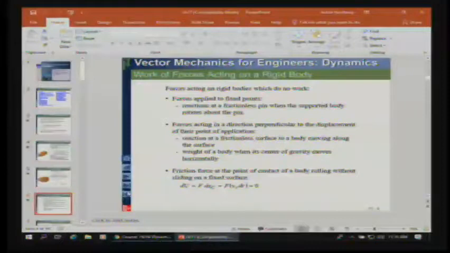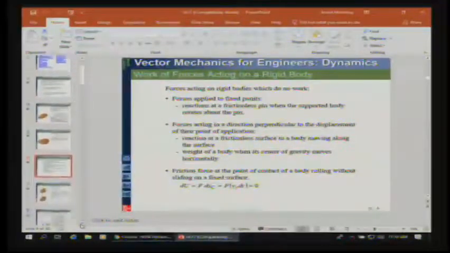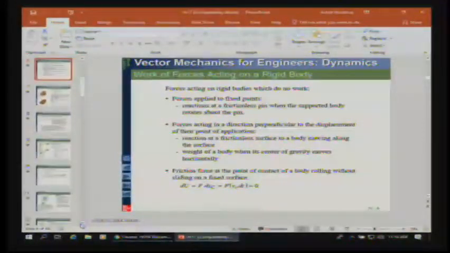Although sometimes it's just harder to ferret out. It's harder to tease that out of a problem of a rigid body than it is to really remember that that's the way it works in real life. And then also friction forces at a point of contact that are rolling without sliding don't do any work either.